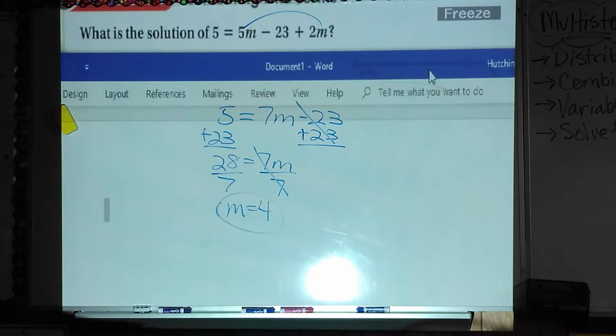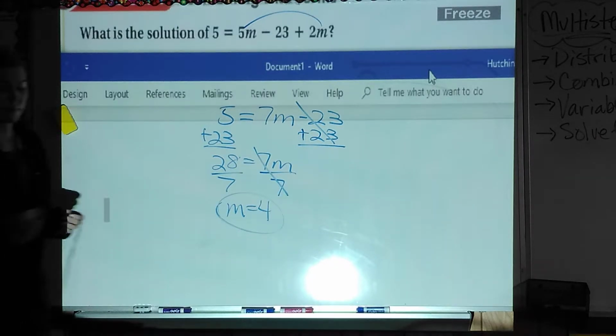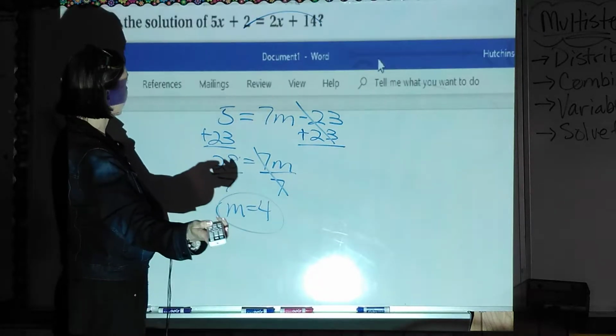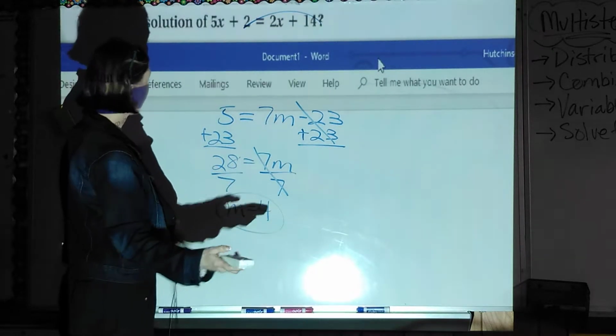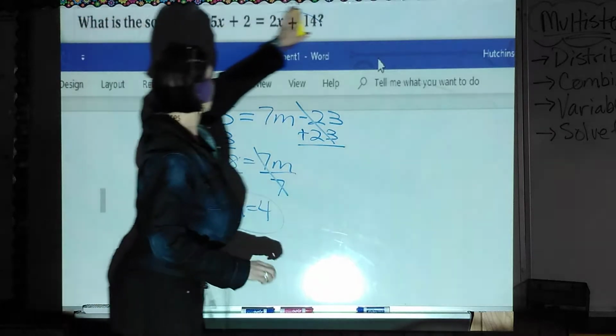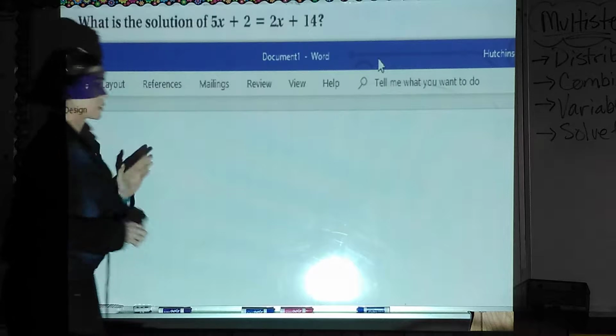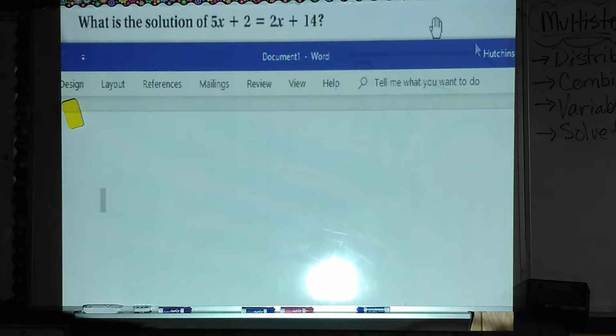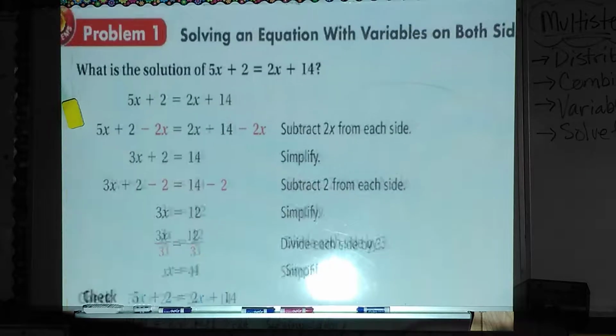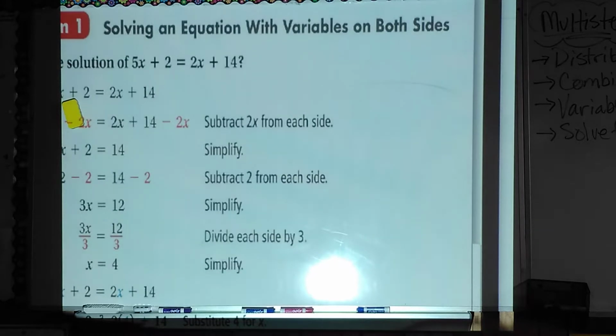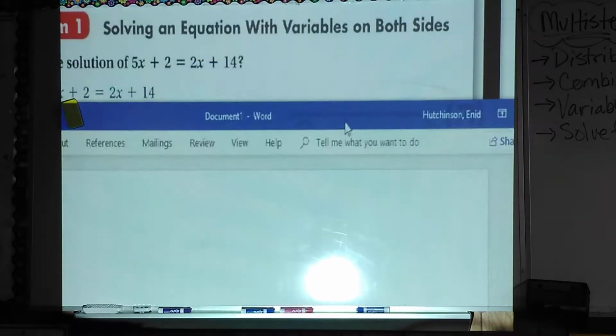Okay, so now we're going to talk about solving equations with variables on both sides. This, I think, is the most confusing for students, okay? So let me unfreeze, and here's our new example. Okay, so I actually want to move it down a little bit so you can see the title. Okay, solving an equation with variables on both sides.